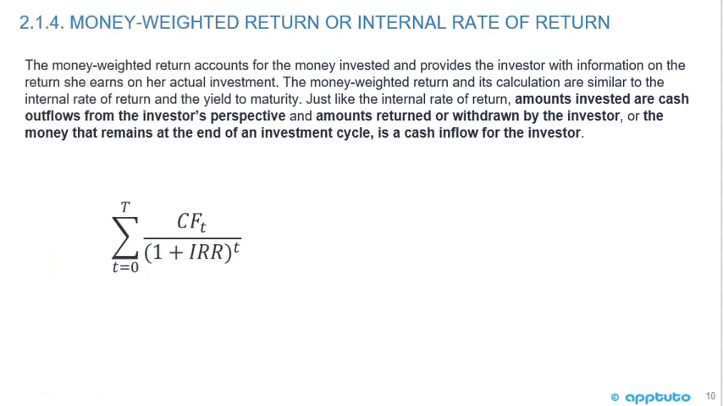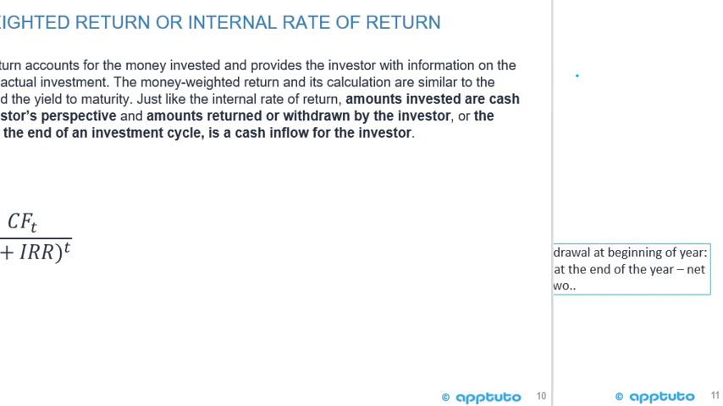Money-weighted return or internal rate of return. The money-weighted return accounts for the money invested and provides the investor with information on the return she earns on her actual investment. The money-weighted return and its calculations are similar to the internal rate of return and the yield to maturity. Just like the internal rate of return, amounts invested are cash outflows from the investor's perspective, and amounts returned or withdrawn by the investor, or the money that remains at the end of the investment cycle, which is a key point, is a cash inflow for the investor.